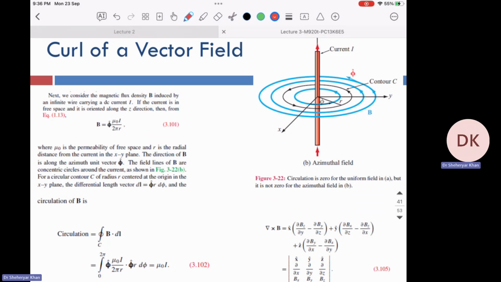Are these circles? Radius, and then resembles? How do we find dl on circles? Use the cylindrical system.